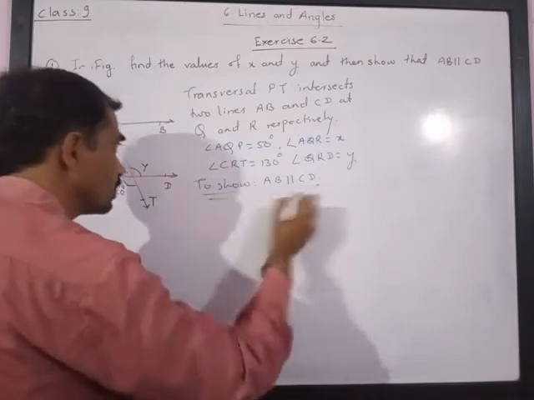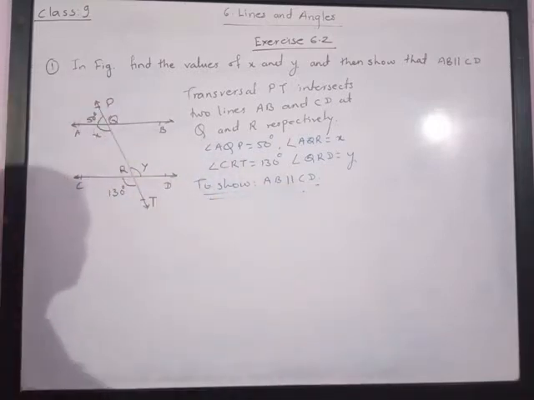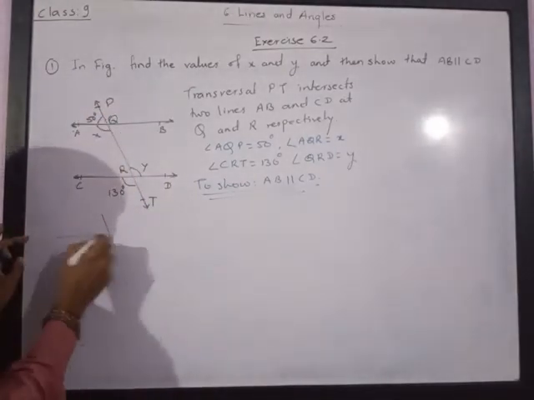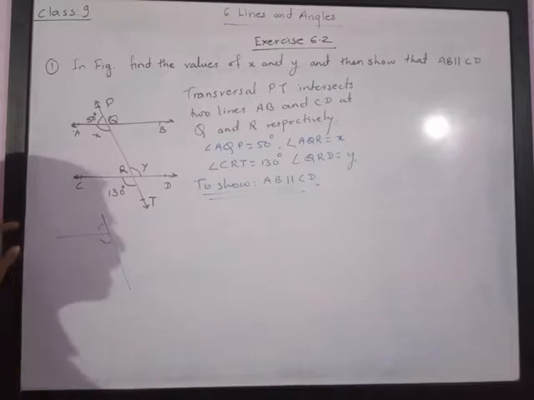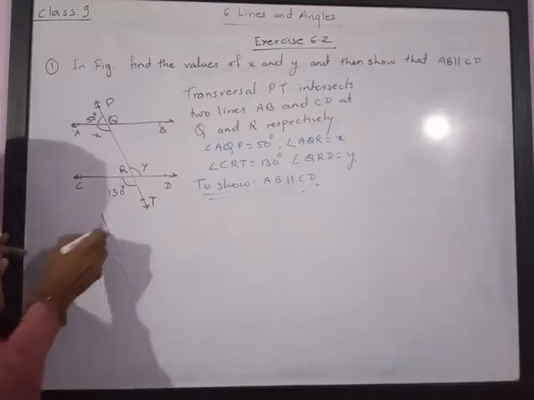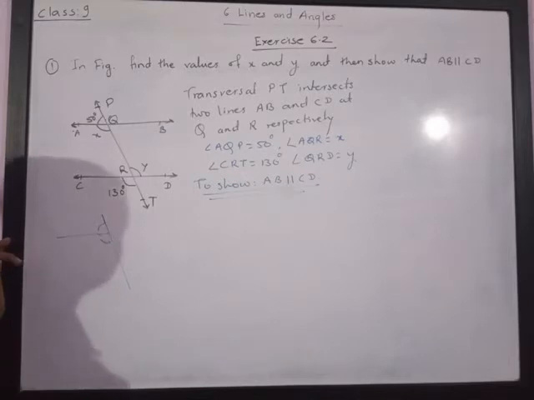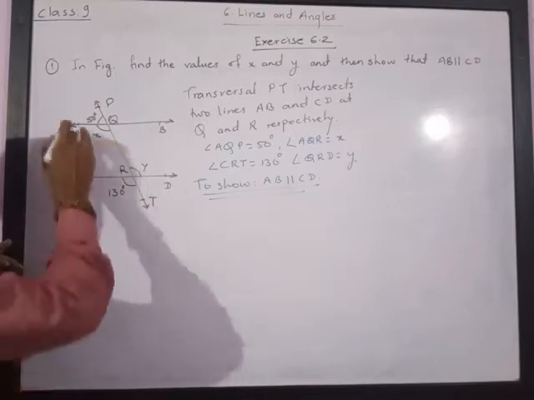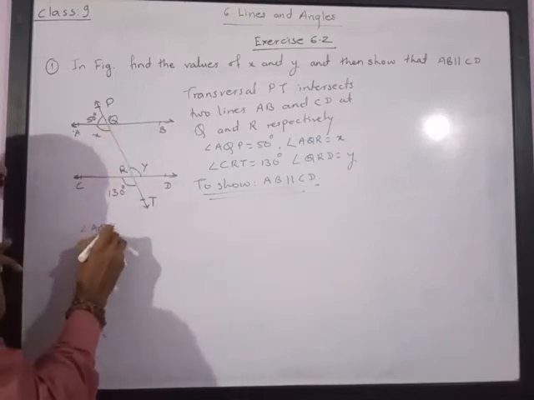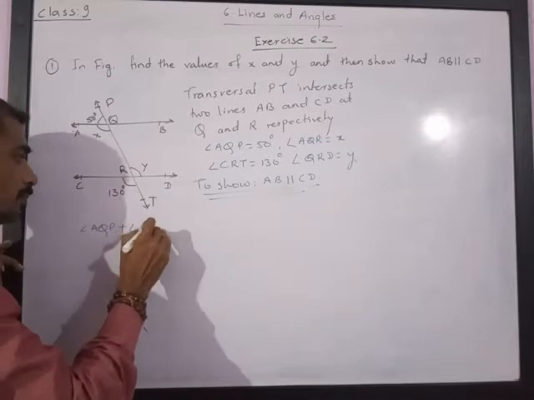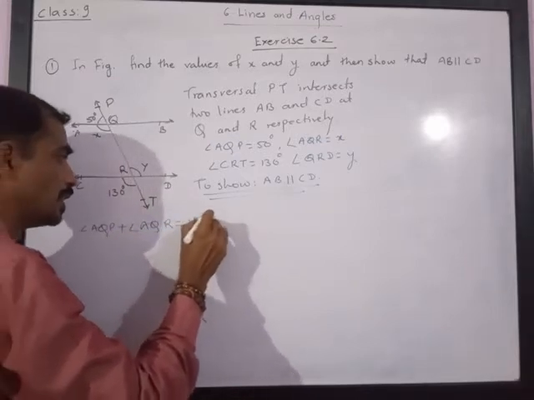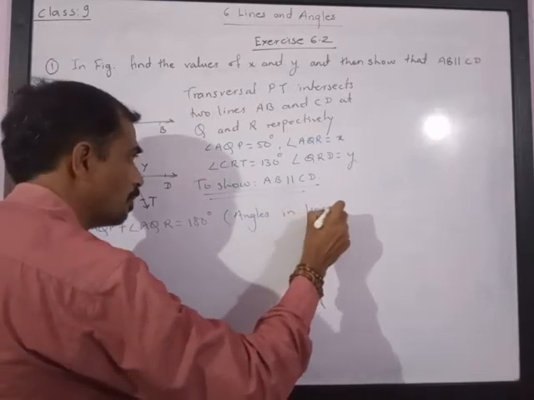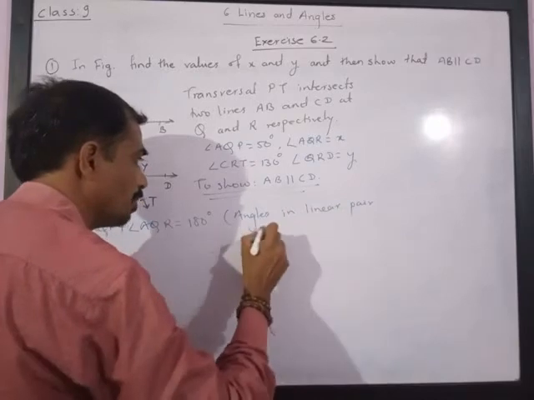Now see, for this, look at this figure. AQP plus AQR, they form a linear pair. We have already studied angles on a line: if a ray stands on a line, then the sum of those adjacent angles is 180 degrees. So angle AQP plus angle AQR is equal to 180 degrees. Reason: angles in a linear pair are supplementary.